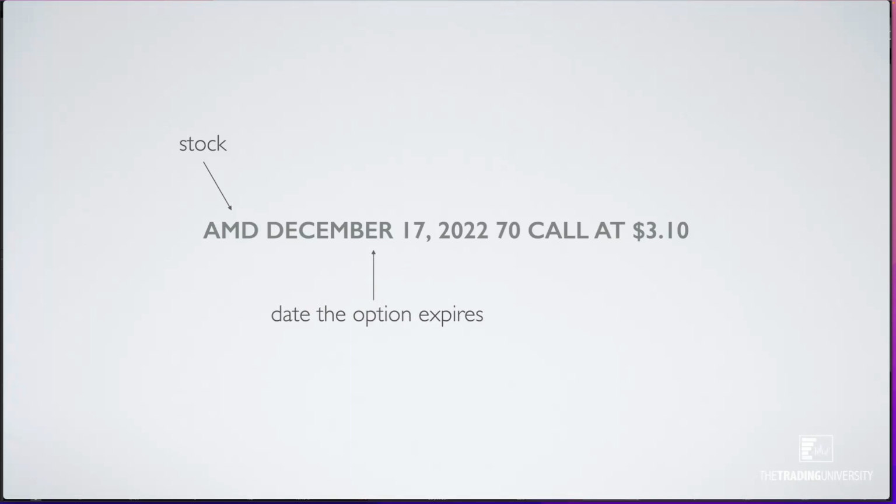No, that's just an arbitrary date I put in here. I don't even know if December 17th is a Friday or not. So options always expire on a Friday. Not always, sorry, I'll take that back. There are some daily options expirations on things like SPY. There's a Wednesday expiration, so I take that back. But most stock expirations happen on Fridays.